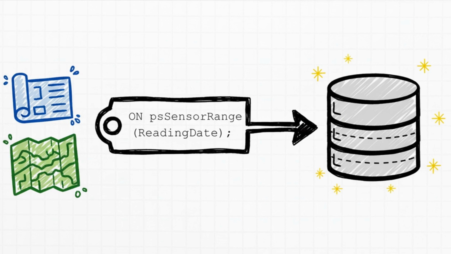When you create or modify your table, you just add this one simple line. This on clause tells the table, hey, use this partition scheme, which uses this partition function, and apply all those rules based on the reading date column. And boom, just like that, your giant table is now beautifully partitioned.